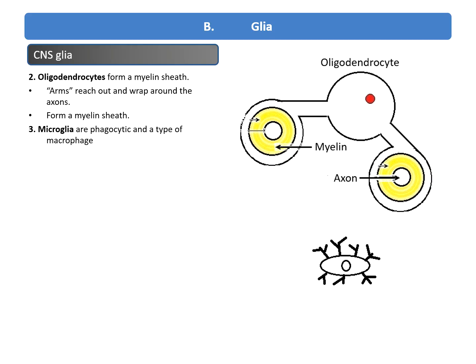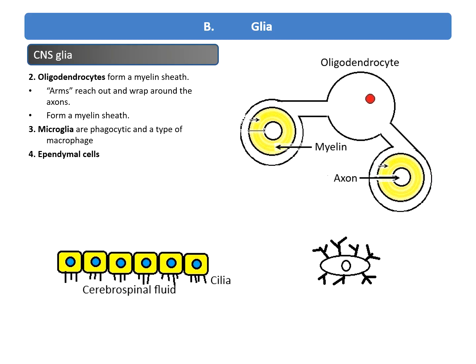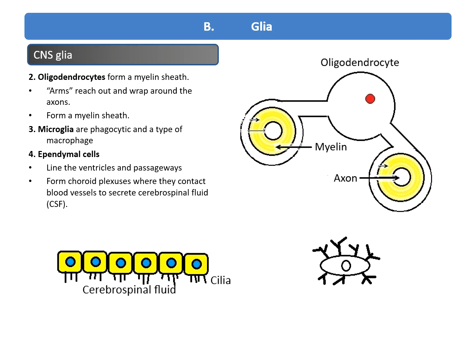Microglia are phagocytic and a type of macrophage. And then there are ependymal cells. These are ciliated cells that line the passageways and ventricles of the brain. They form a choroid plexus where they contact blood vessels to secrete cerebrospinal fluid. The cilia, by waving and beating, promote the flow of cerebrospinal fluid.